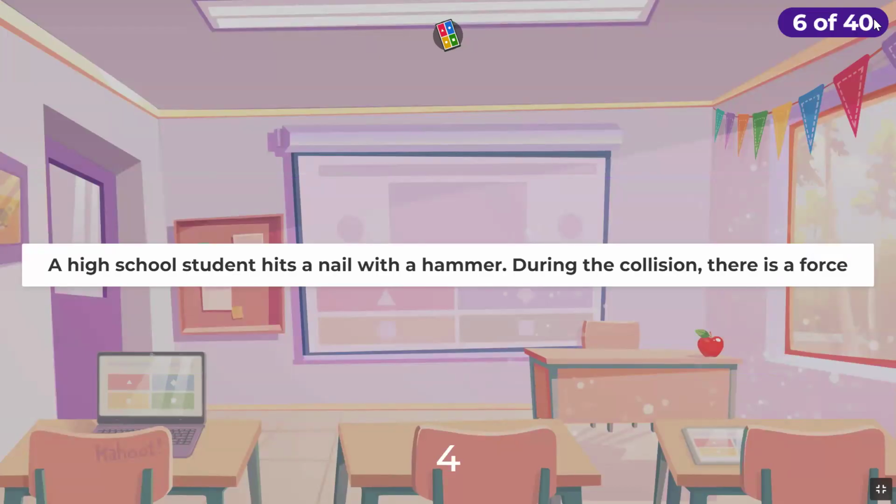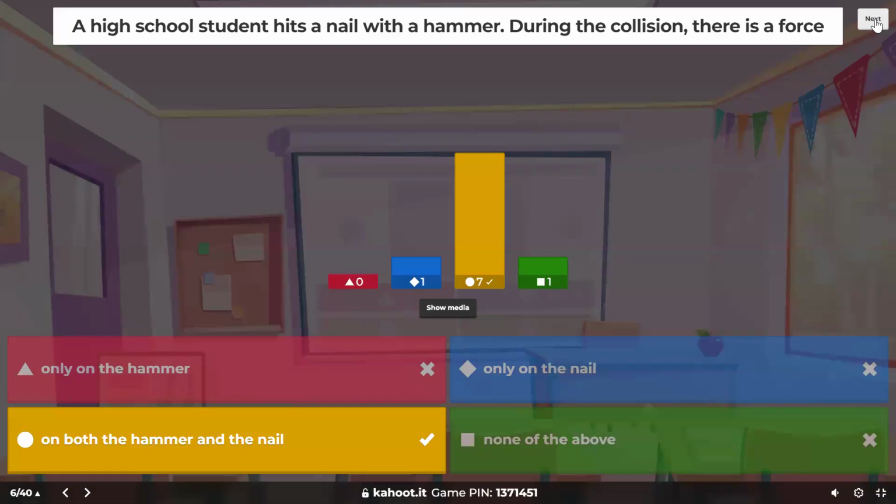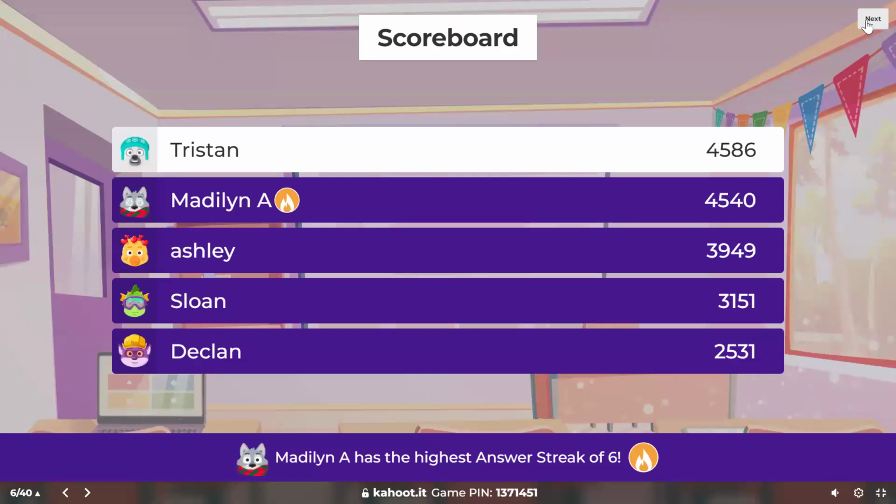A high school student hits a nail with a hammer. During the collision, there is a force on the hammer and the nail. But which force is bigger, the force on the nail or the force on the hammer? Equal, same force. Isn't that Newton's third law? Yes, it's the same force.